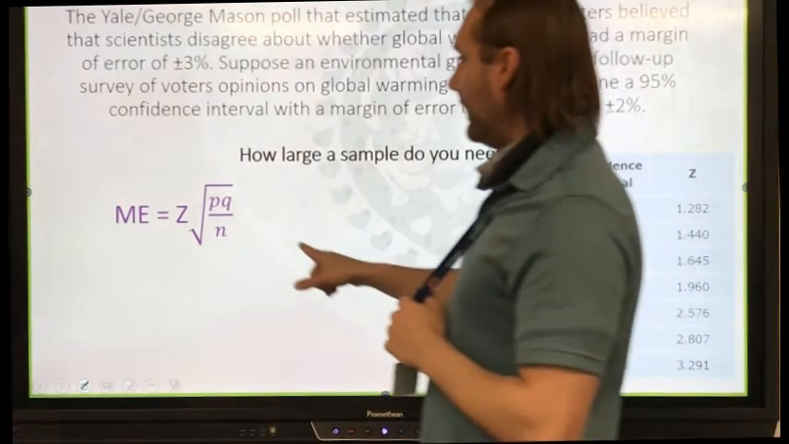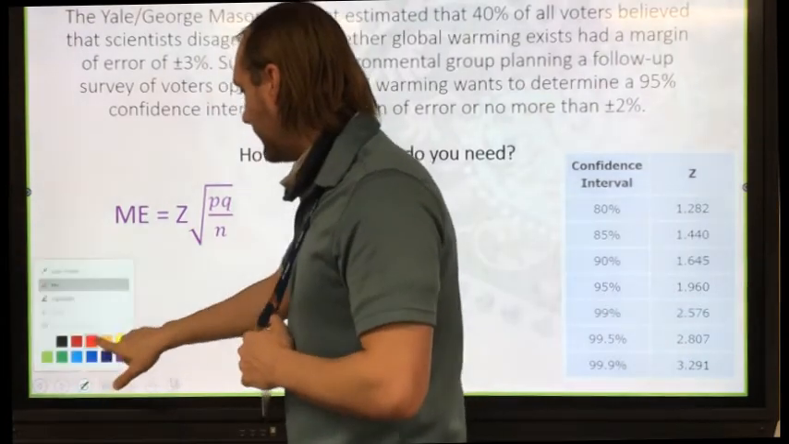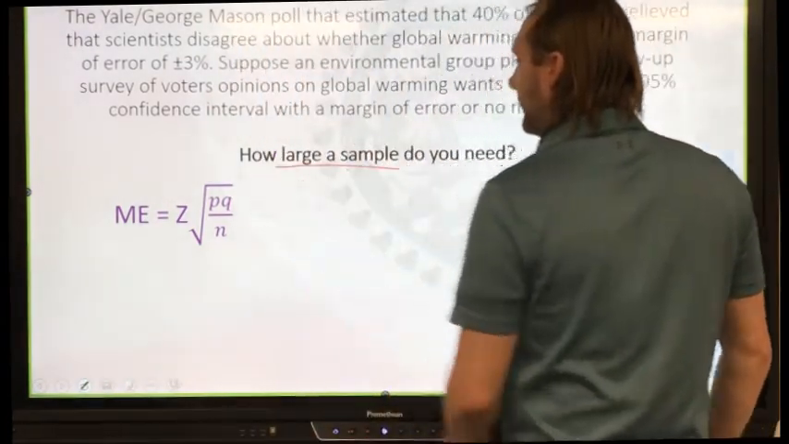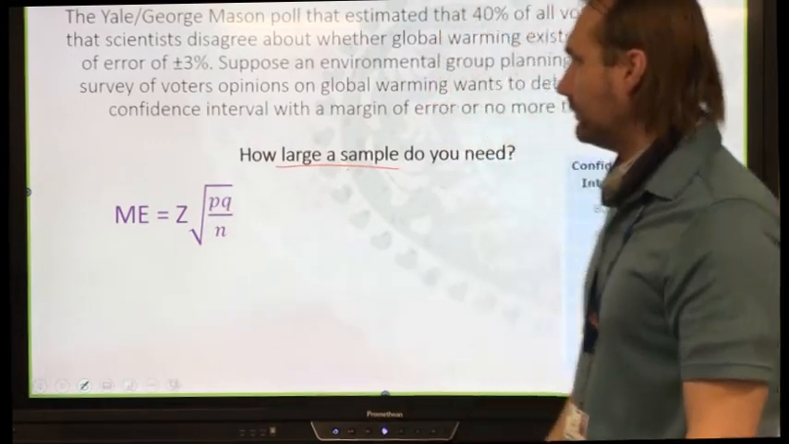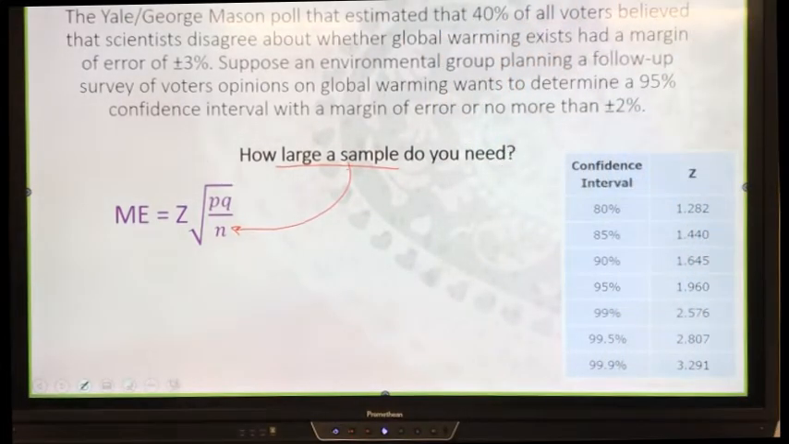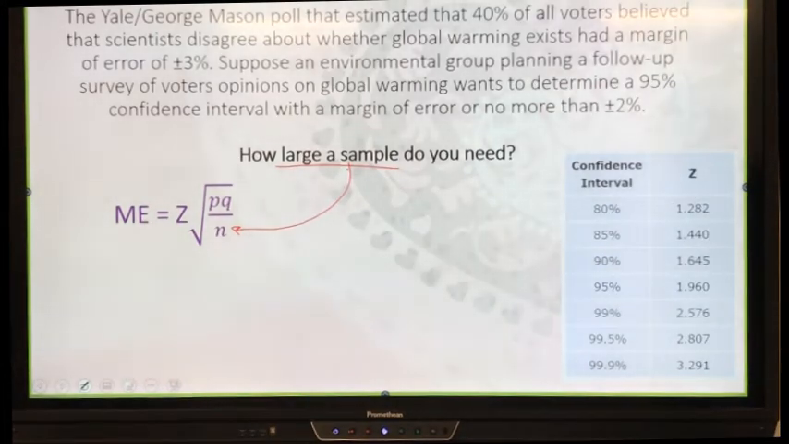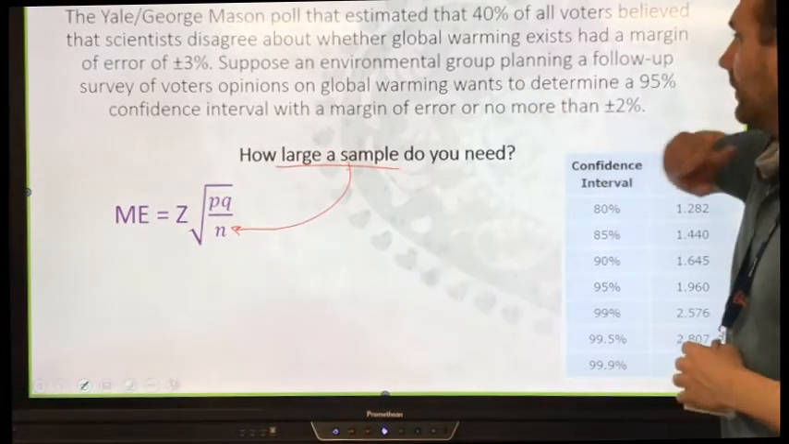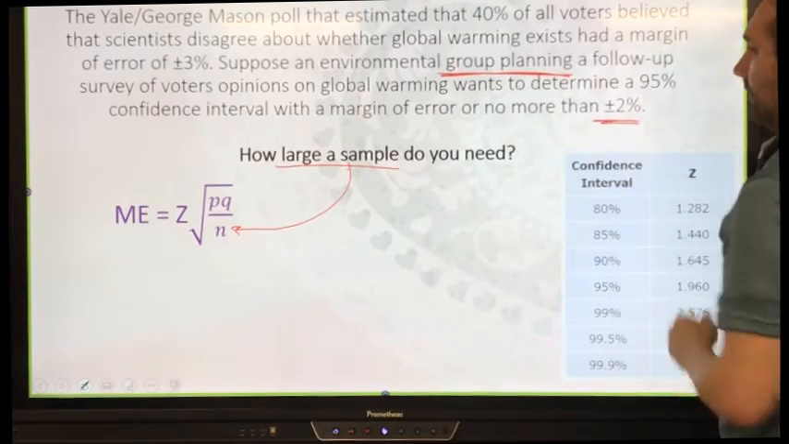So which one of these variables am I trying to solve for? If I'm trying to find how large the sample is, am I solving for the margin of error? Am I solving for z, p, q, or n? Notice now I need to find n. So let's see if we're given enough information to solve this. What would be my ME? Plus or minus 3%? Or it looks like a different group wants what? Oh, no more than 2%.